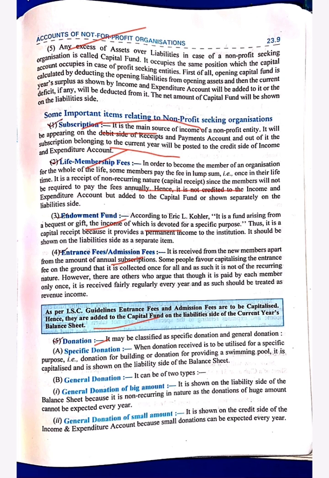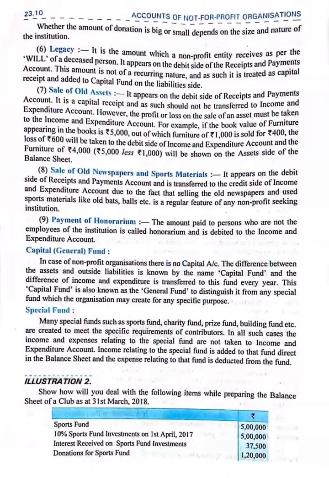Donation. There are many types of donations. If there is any specific donation, meaning donation for building, swimming pool, etc., it will be transferred to balance sheet liabilities. If there is a general donation of a huge amount, it will be transferred to the liability side. It is shown on the liability side of the balance sheet because it is non-recurring. A huge amount will not be paid to you every year. A general donation of a small or normal amount will be transferred to the receipt and payment account, and then to the income and expenditure account.